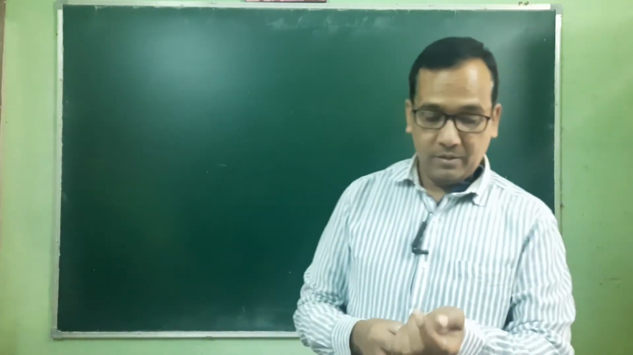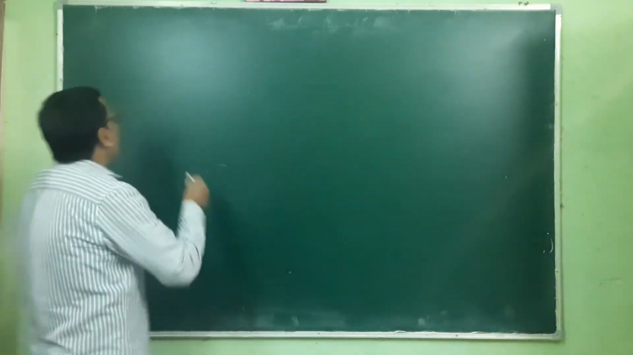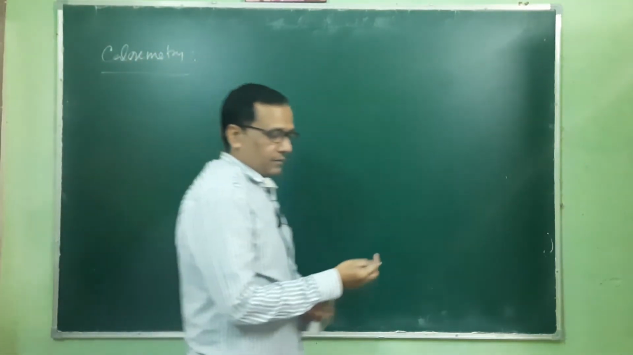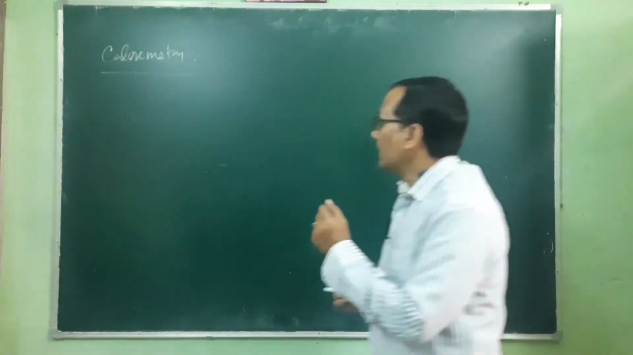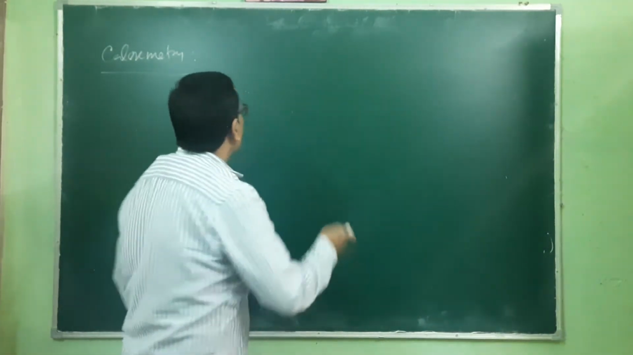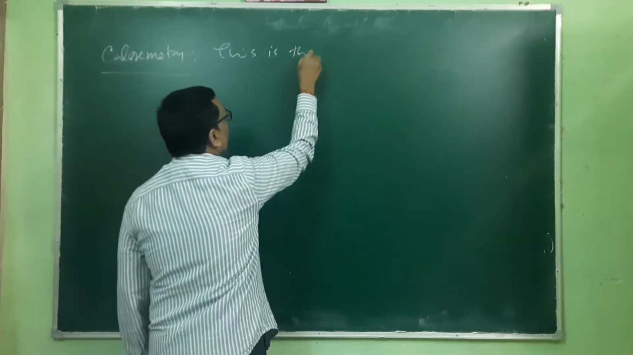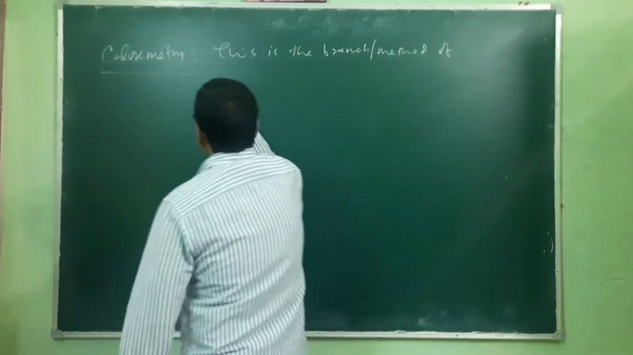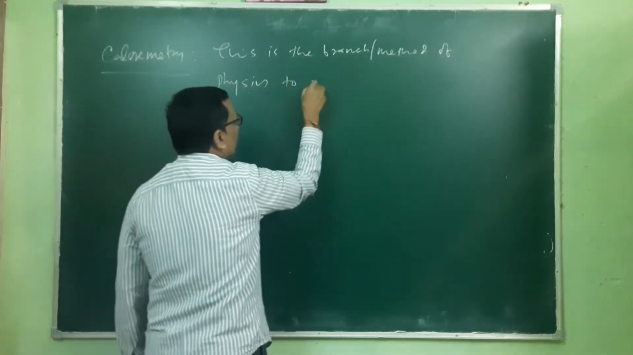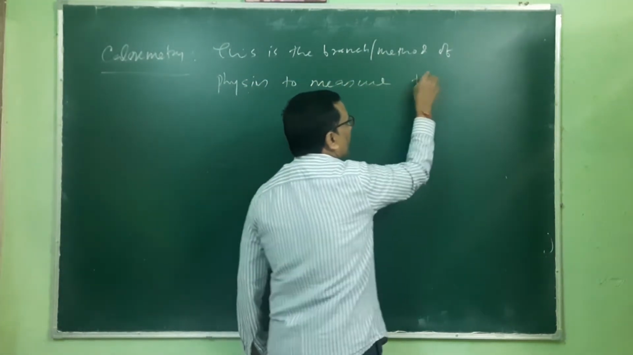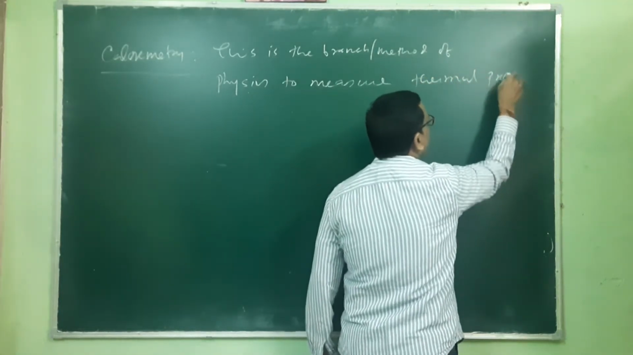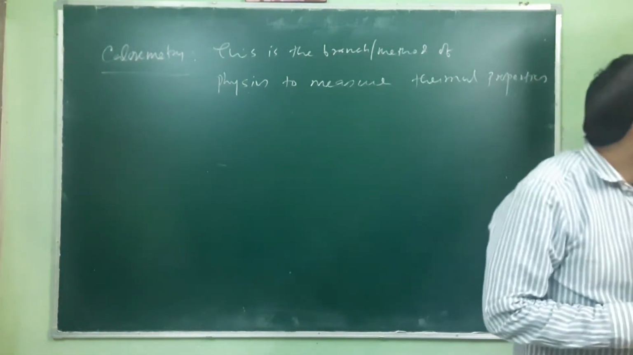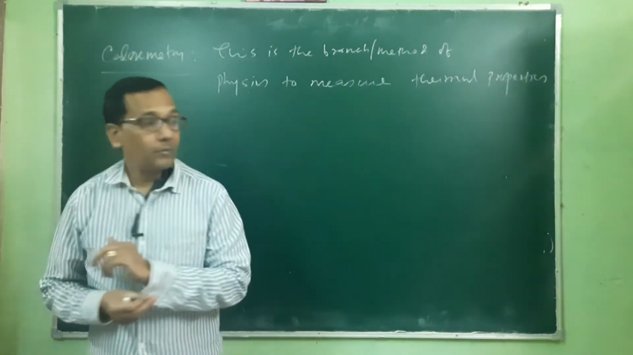So in the last class we were talking about calorimetry. Calorimetry is the branch of physics, the method of physics, to measure thermal properties, generally heat transfer and specific heat of solids. So these are thermal properties.